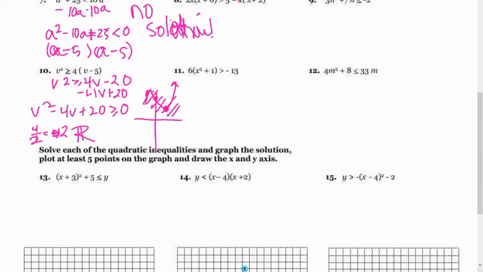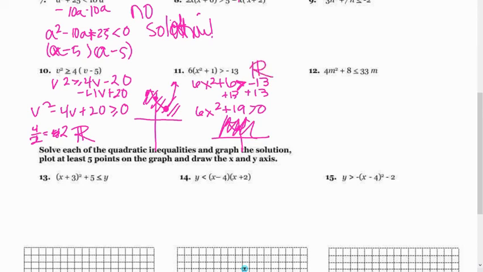And then 11 is similar, where when I solve this, and then I add 13 to both sides, I get 6x squared plus 19 is greater than 0. And if I were to think about this on a graph, it would be centered right here at 0, 0, and this would be crossing at 19. This is always positive, meaning no matter what number I put in, it is always positive. So this one is also all real numbers.